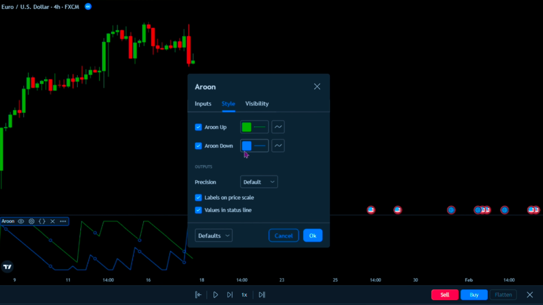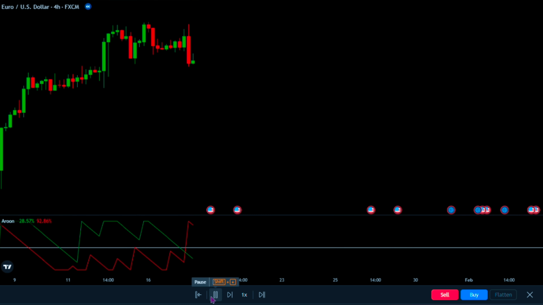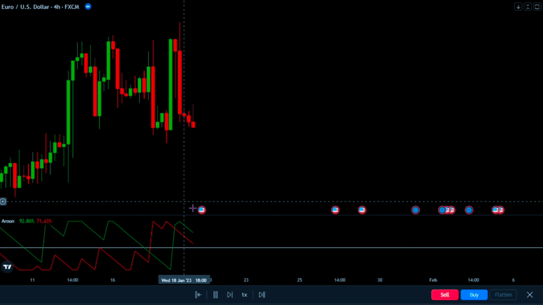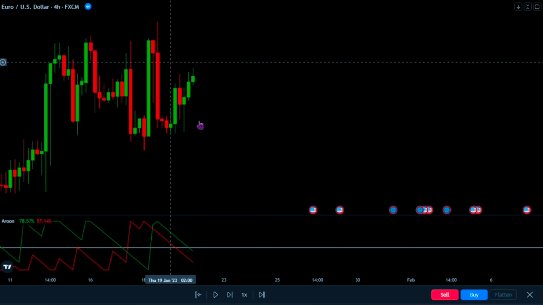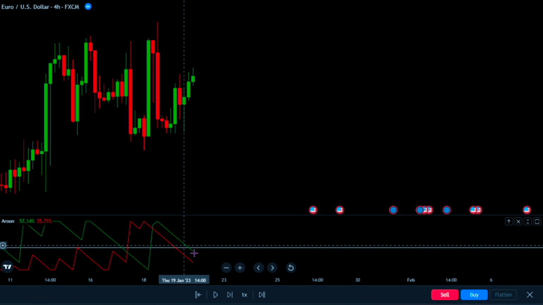How do we now profit from this? First, we would want to wait till we see both Aroon below the 50 band line. And we can notice we just got the up and down Aroon below our band line. This indicates that the market has a low level of buyers and sellers in the market.